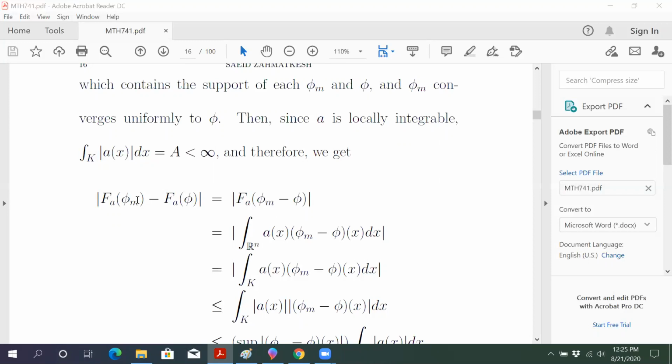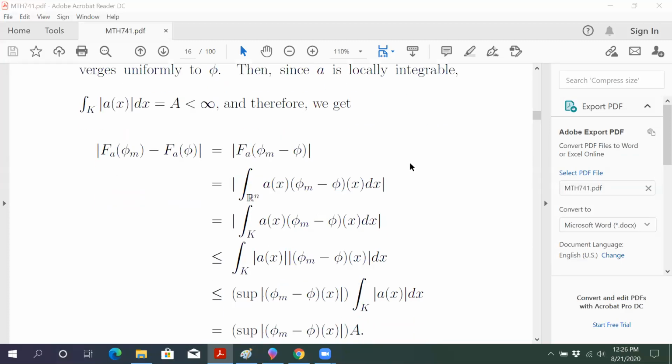It means the distance between these two can be smaller than any positive number if m is large enough, which means that this is convergent. This sequence of complex numbers is convergent to this. Okay. Therefore, now look at here.